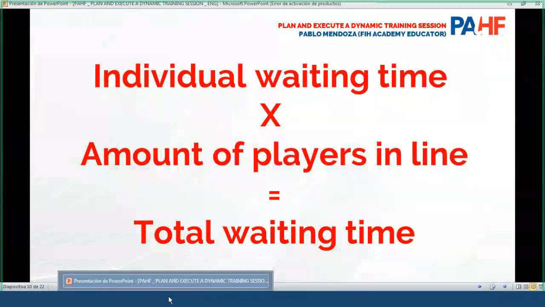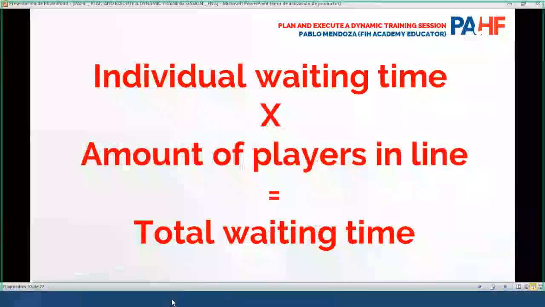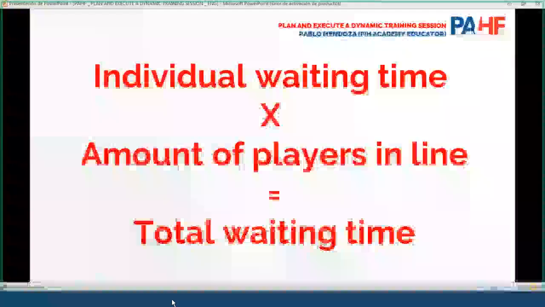Now, this of course is not as perfect as the water tank model that I showed you, because one player can take longer to execute the exercise, there might be more players, or the player might take longer to return to the line. It doesn't matter. But it gives us an estimate of how dynamic and intense an exercise can be. Again, it can be a line with shooting at goal, or it can be something else.